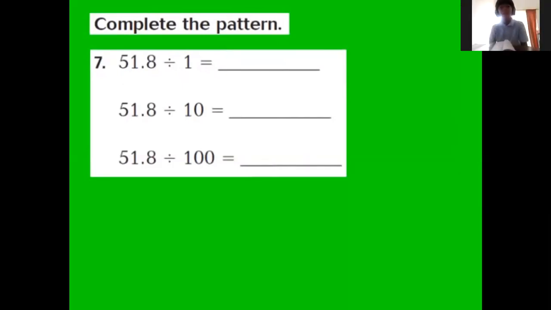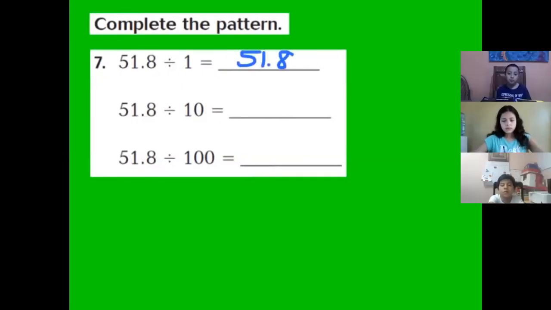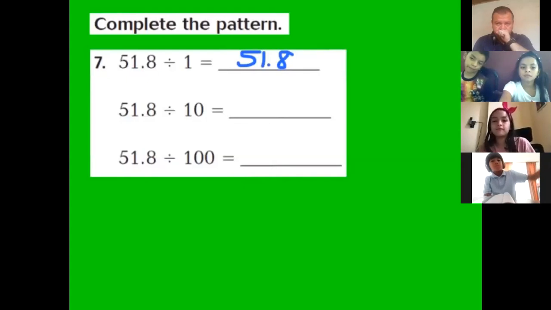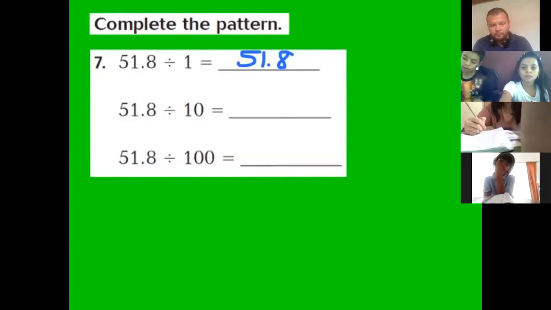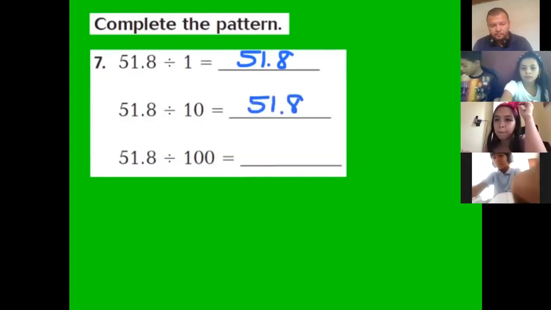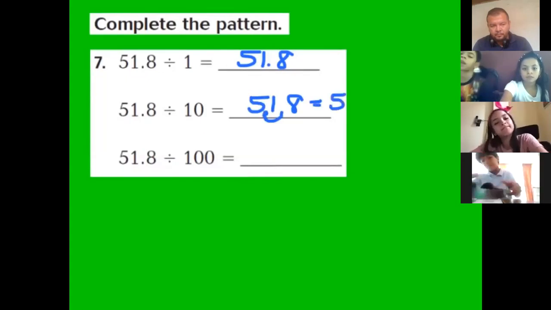So I'm going to write down my answer, my quotient, as 51 and 8 tenths. Because once again, what I know is 51 and 8 tenths divided by 1 is still going to be 51 and 8 tenths. Now, take a look at the second part in our pattern. We have 51 and 8 tenths being divided by 10. Well, in a 10, there is 1 zero. So what that means is I'm going to have to move my decimal point one place to the left. So I'm going to come over here and write down my 51 and 8 tenths. And I'm going to move that decimal point one place to the left so that it now falls in between the 5 and the 1. So our answer now turns out to be 5 and 18 hundredths.